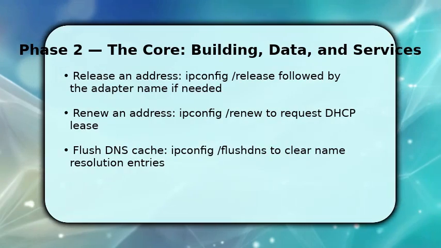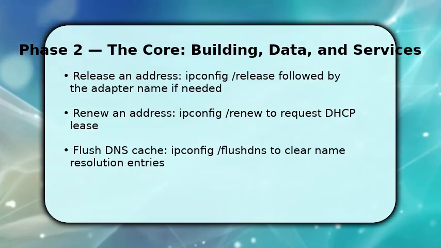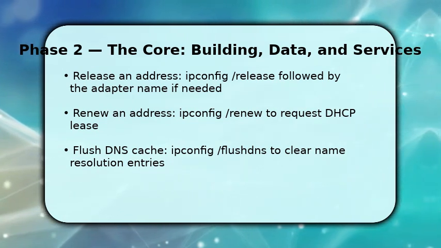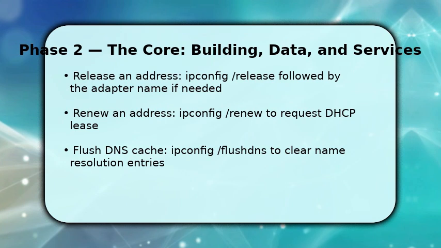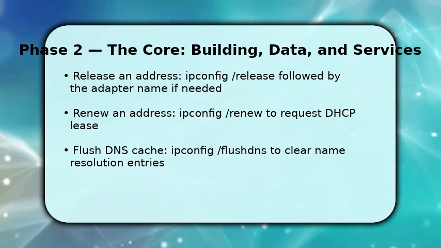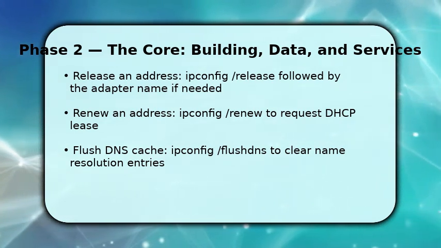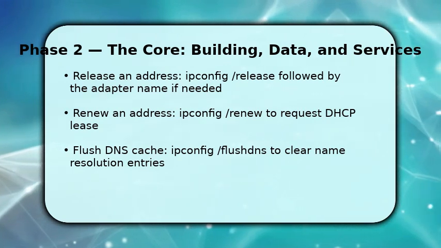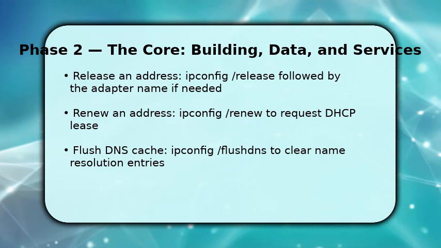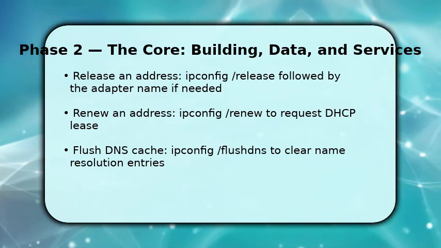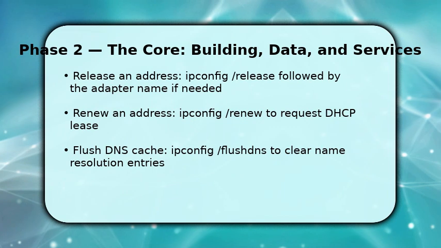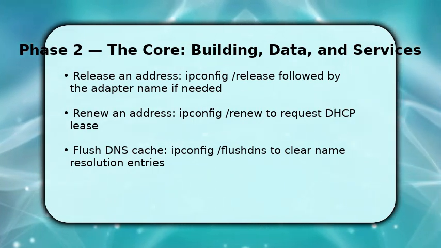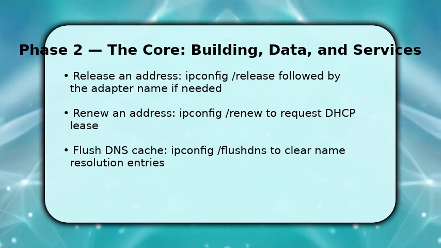You next perform the middle steps that actually change state. If you need a fresh lease, use ipconfig /release to drop the current address, then ipconfig /renew to request a new DHCP lease. If you're targeting a specific adapter, append the adapter name. Once you've renewed, flush the DNS cache with ipconfig /flushdns to remove stale records. This prevents old mappings from causing resolution errors. These steps fix most connectivity issues related to leases and cached DNS entries.